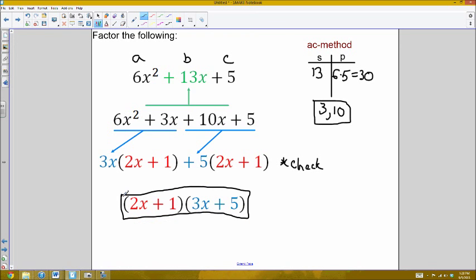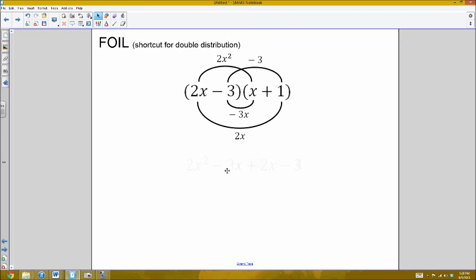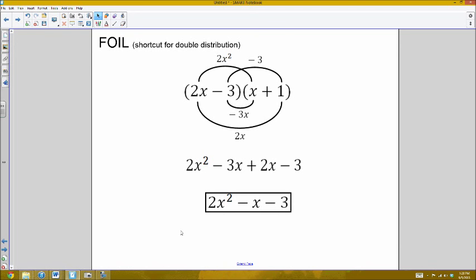Now, if you remember, there was actually more than one way of doing this distribution, double distribution. We had a shortcut method called FOIL. FOIL, basically a shortcut for double distribution, was a way of avoiding all of that writing and distributing things. And FOIL stands for the product of the first terms plus the product of the outer terms plus the product of the inner terms plus the product of the last terms. And when I add all those terms up, I get that trinomial I was looking for.